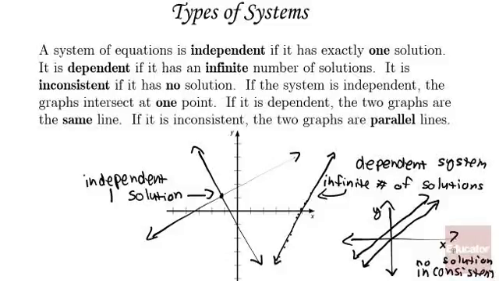So three possibilities: one solution, intersection at one point; an infinite number of solutions, all the points along a line; or no solution because it's a set of parallel lines that do not intersect.